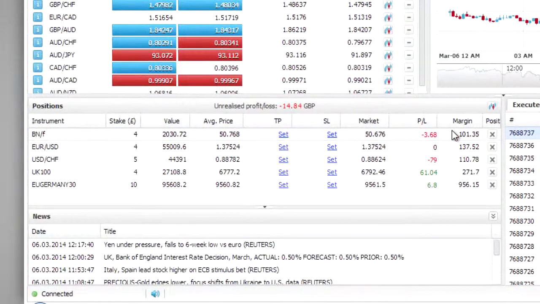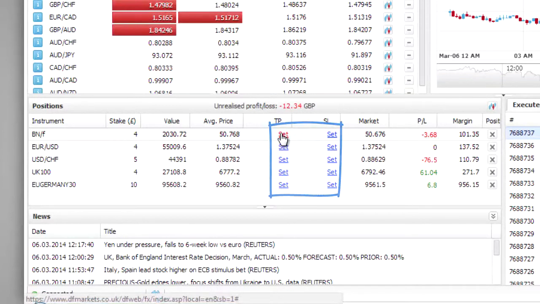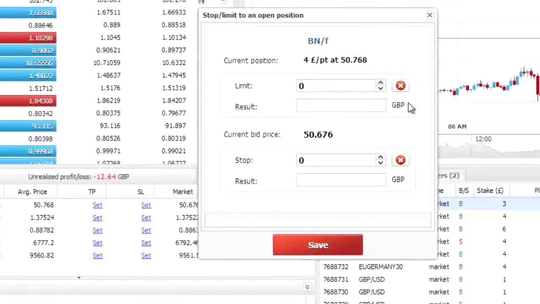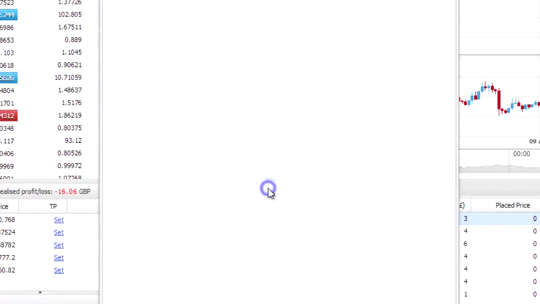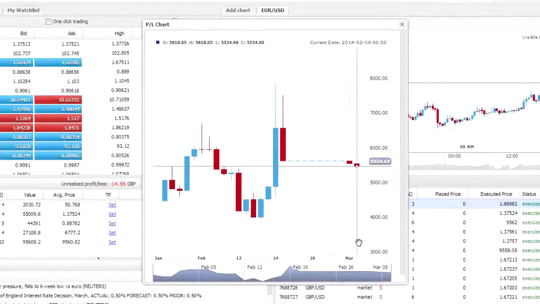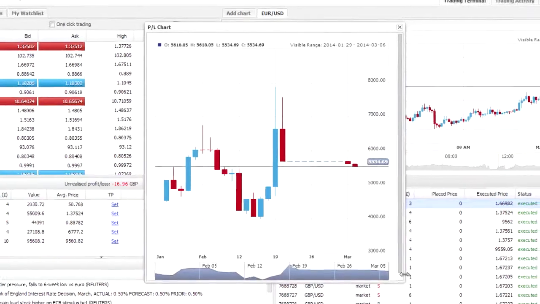By clicking the corresponding fields in the positions window, you can also place a limit stop to a position. There is an option to view a profit loss chart or a trading statistic for your account, providing you with a clearer picture of your performance.